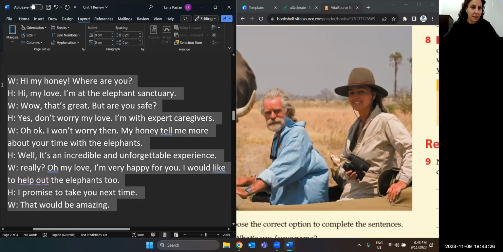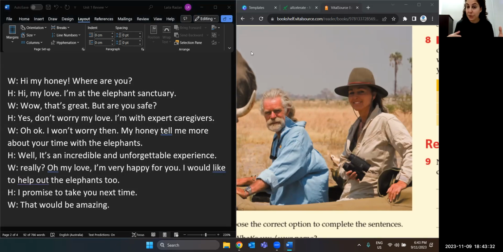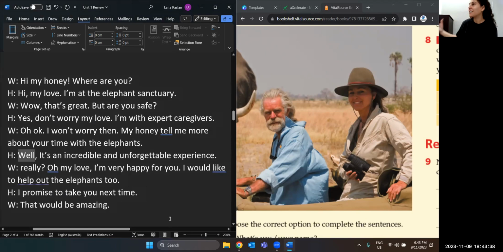I'll send that to people in the chat. So I hope you're seeing a lot of these, the English common expressions between husband and wife. It was perfect. And especially I added here, well. So when someone asks you something and you're like, oh, well, and then you want to speak about the experience, we say well a lot.